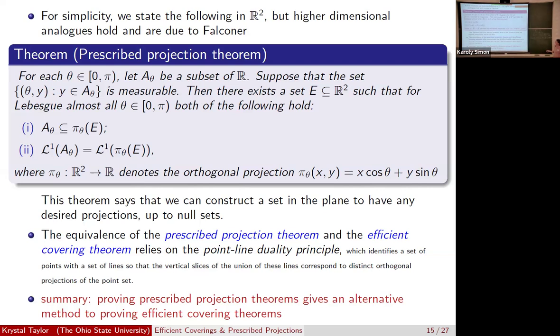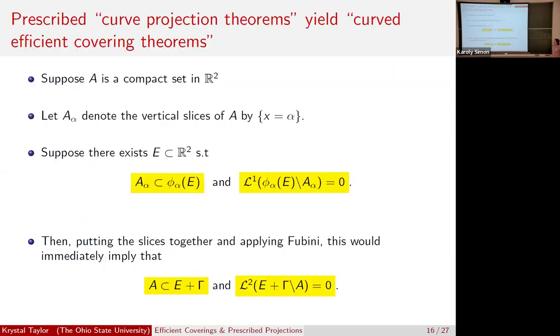This identifies a set of points with a set of lines. The vertical slices of the union of these lines correspond to distinct orthogonal projections of the point set. So, in summary, proving prescribed projection theorems gives an alternative method to proving efficient covering theorems. And that's the principle we're going to carry through the rest of this talk to answer our efficient covering question.